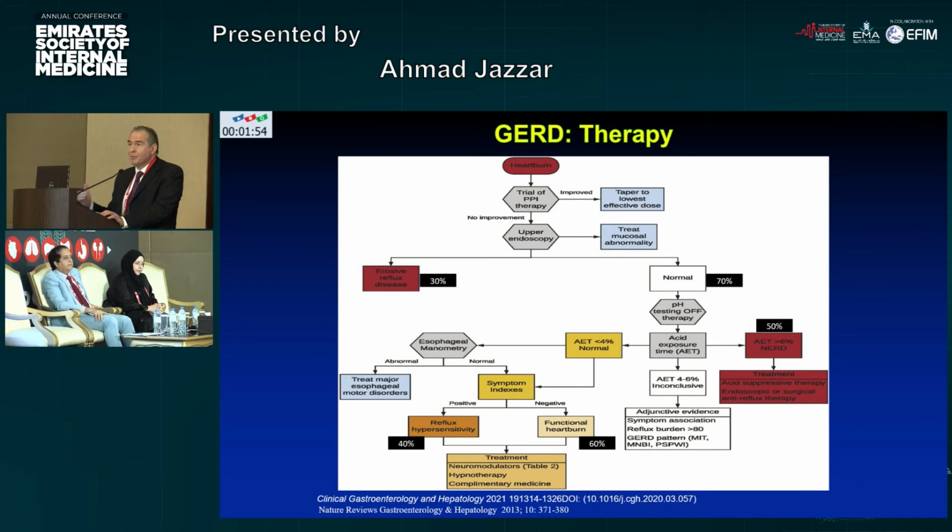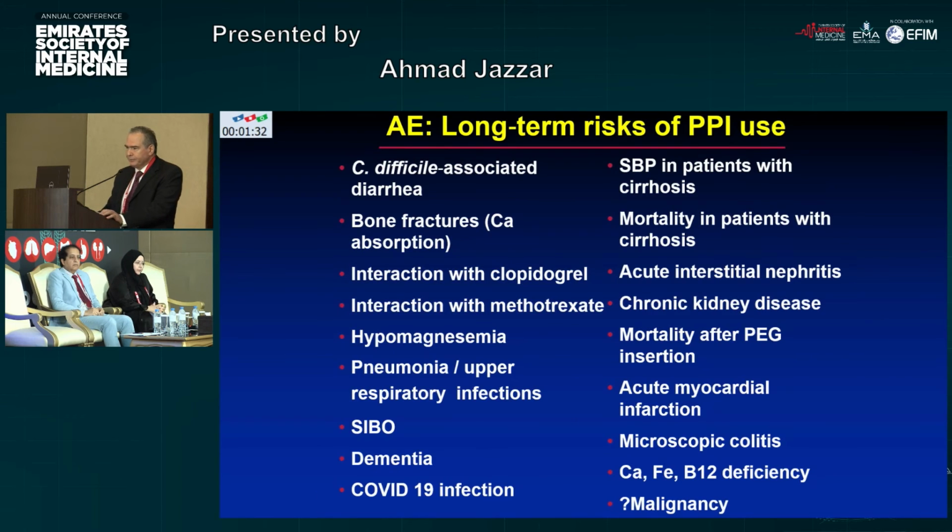That's different if the acid exposure time is high, and acid suppression therapy can be helpful in these patients who have acid exposure time more than 4 to 6%. Whereas patients with reflux hypersensitivity and functional heartburn do not respond to PPI and acid suppressive therapy, and they need neuromodulators like tricyclic antidepressants, SSRIs, or even SNRIs, and hypnotherapy.